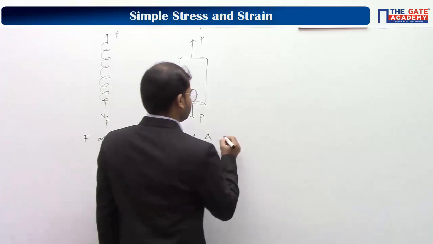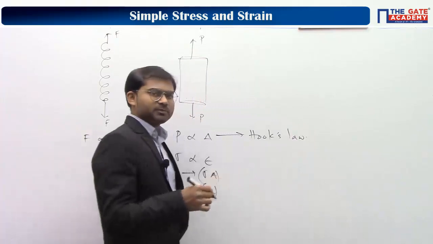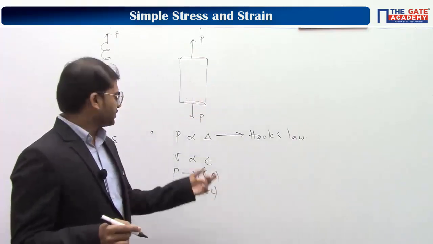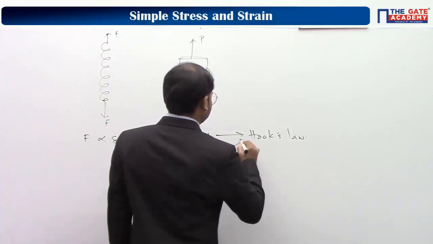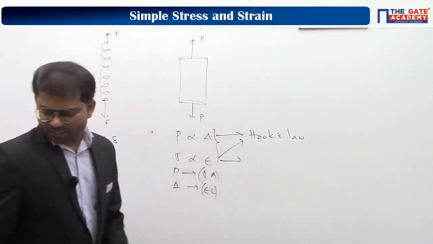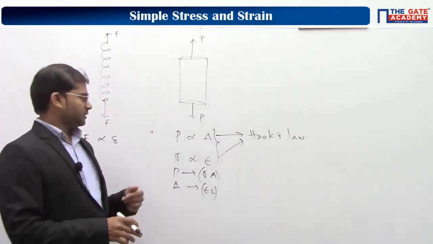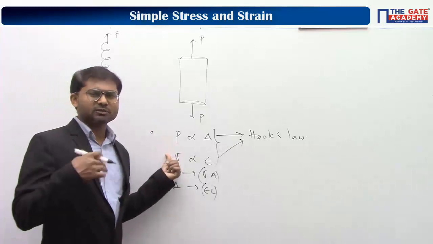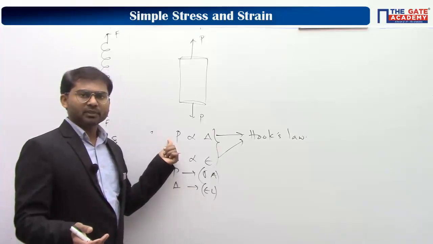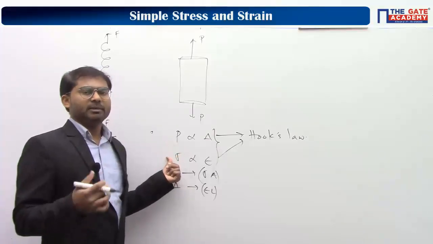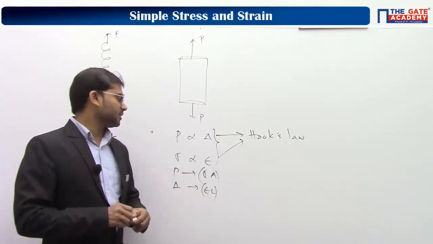So strictly speaking, this is Hooke's law. We use this one also. But till now there is no strict question where it was asked whether this is the correct Hooke's law or that is the correct Hooke's law. Correctly speaking, the better answer is P proportional to delta. The next better answer is sigma proportional to strain. But anyway, till now no question came in such a way at that level. So you can consider both the equations the same.